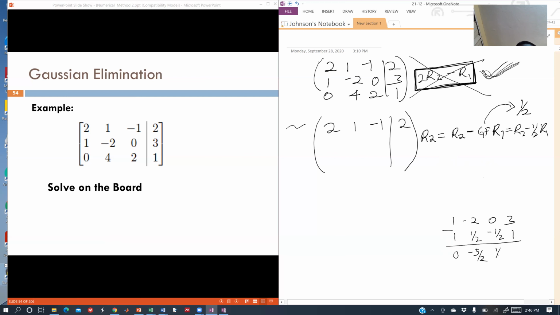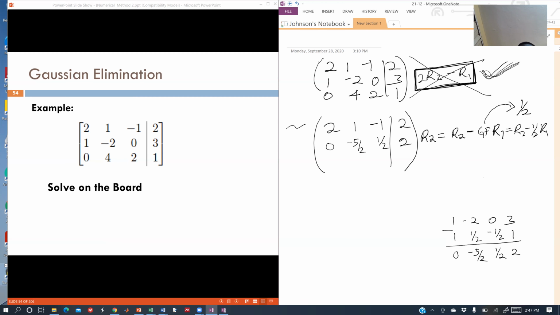This will give me positive half, and this will give me 2. So in effect, I'm putting in place of row 2: 0, negative 5 over 2, 1 over 2, and then 2. So that is our new row.